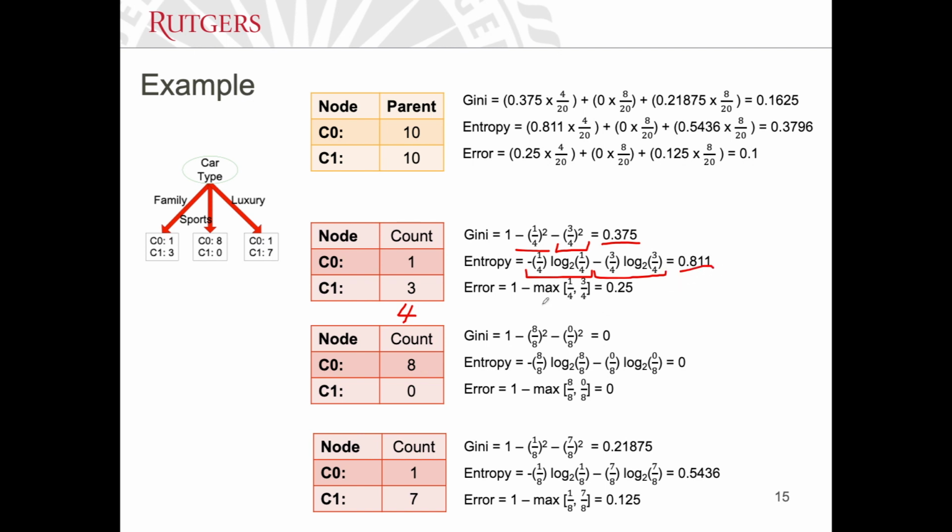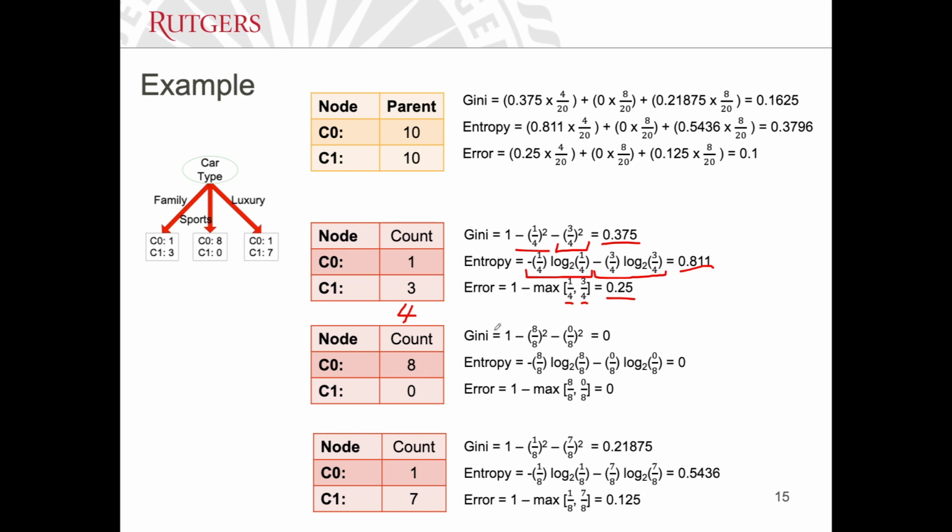For the misclassification error, it's based on the maximum of the distributions. So here, 1 over 4, which is for class 0, and 3 over 4, which is class 1. Whichever is the maximum value, which is 3 over 4. Then based on the calculation, the misclassification error is 0.25.